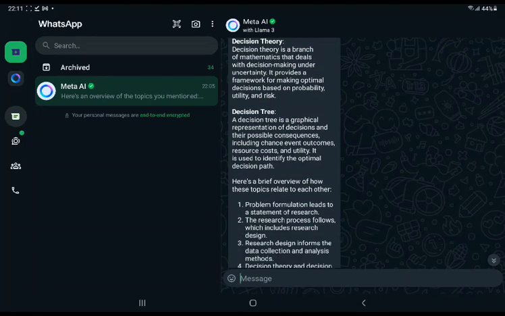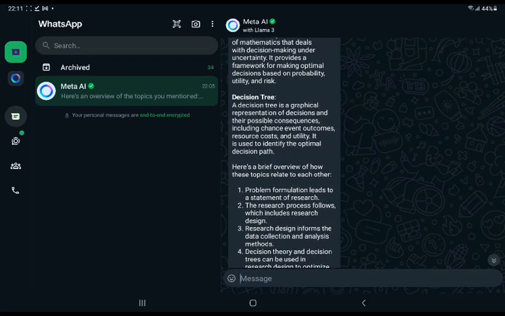Decision tree. A decision tree is a graphical representation of decisions and their possible consequences, including chance events, outcomes, resources, cost, and utility. It is used to identify the optimal decision path.